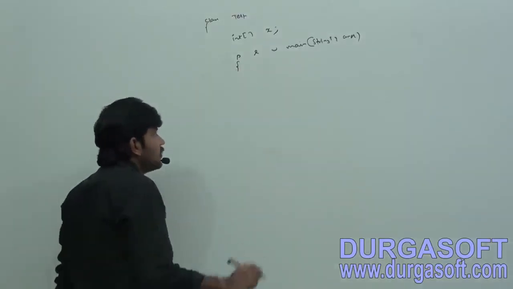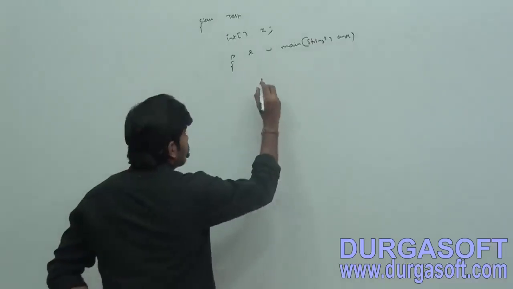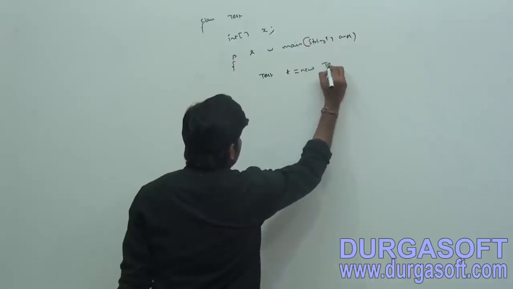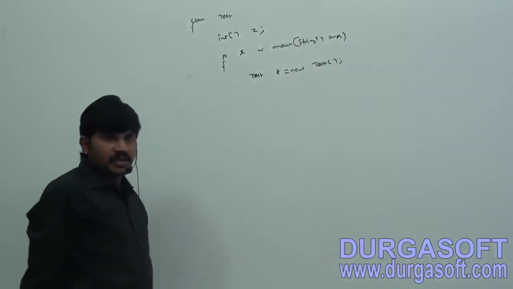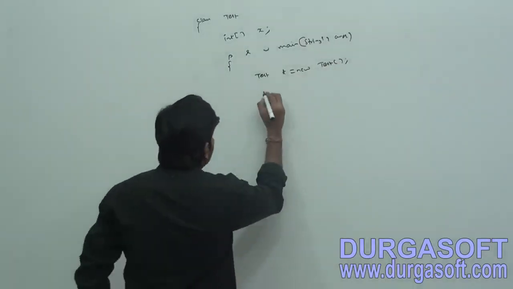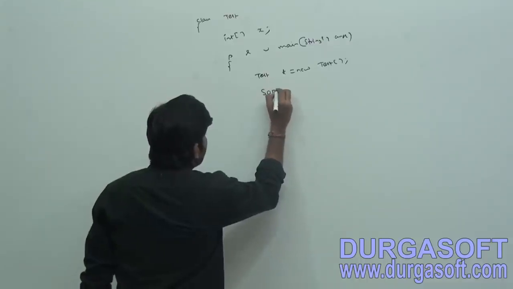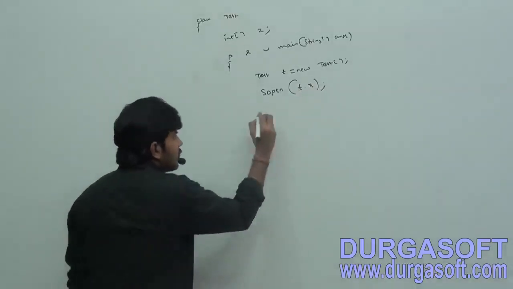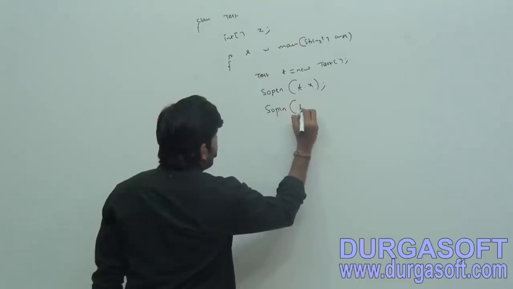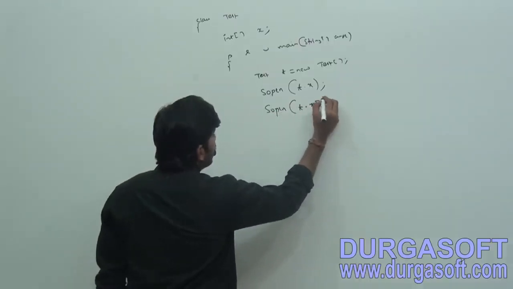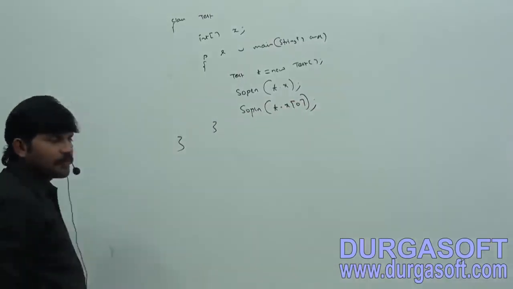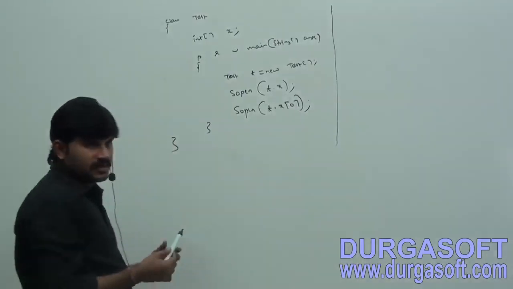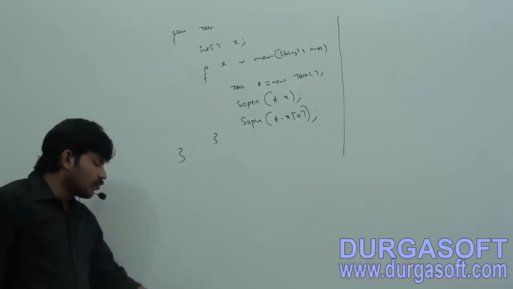Now my target here, listen very carefully about this one. Test t is equal to new Test. Here SOP of t.x, and SOP of t.x of 0. This is my array. Can you tell what output we will get now?